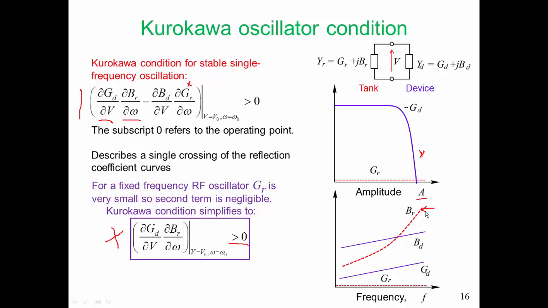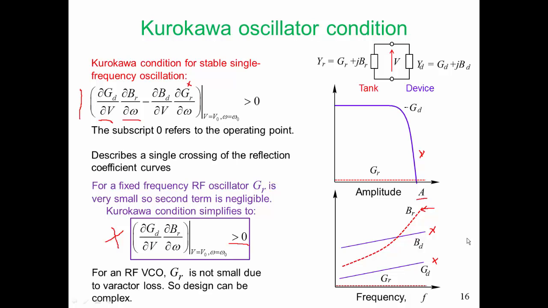So with a fixed frequency RF oscillator, we don't really care how BD or GD vary with respect to frequency. We will still obtain stable single frequency oscillation. However, this is only with a fixed frequency RF oscillator where GR is very small. For an RF VCO, GR is not small, and that is primarily due to the varactor loss. So design can be complex. For an RF VCO, unless we do something special, we will need to design using the full Kurokawa condition.